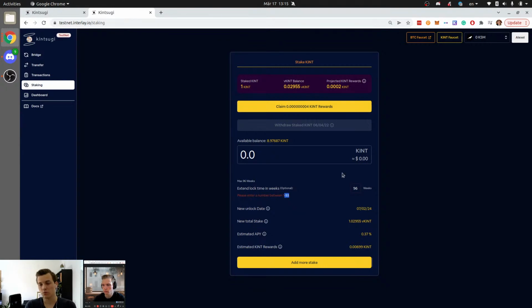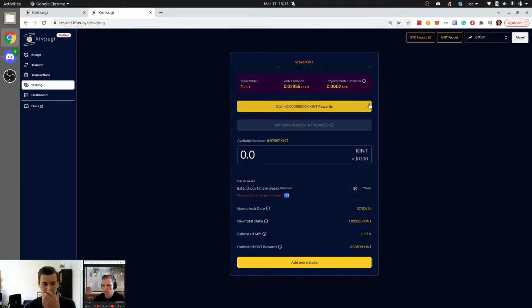Now, while we were doing this, something very interesting happened. The claim rewards button has turned yellow. Well, why is that? This is because the rewards accrue per block. So you literally can just sit there and see how the staking rewards increase on a per block basis, and you can claim them whenever you want.